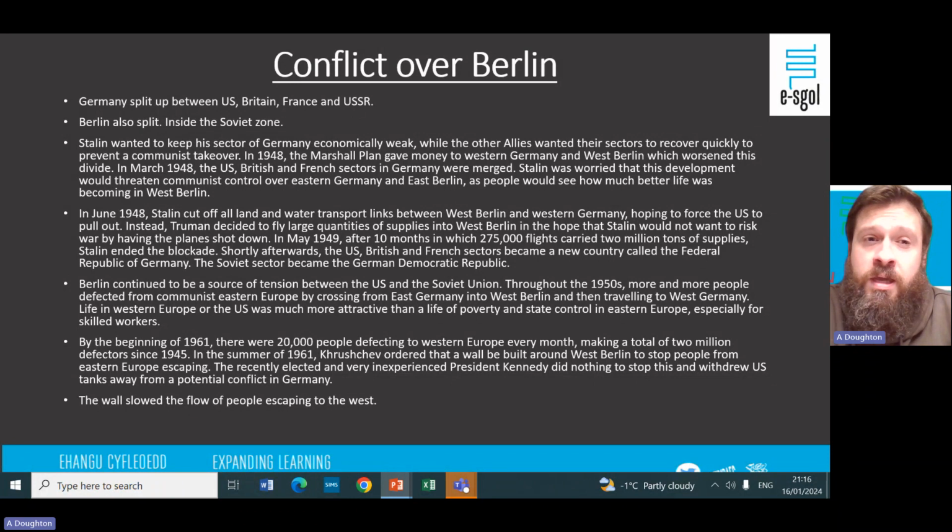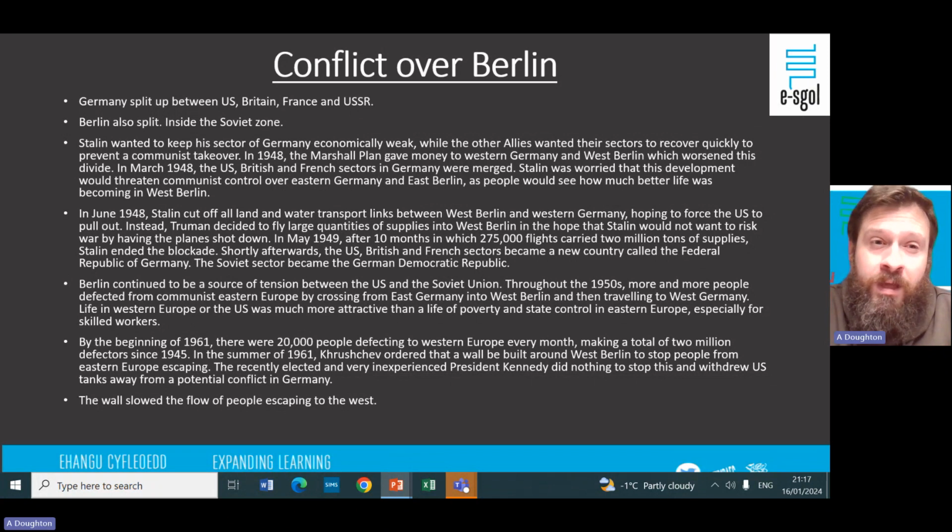So he wants to keep his sector of Germany economically weak, while the Allies, America, Britain, and France want to make sure that it recovers quickly to prevent a communist takeover. So they give Marshall aid to their areas, and obviously then the divide becomes bigger. East Berlin and East Germany is weak, whereas West Germany and West Berlin is much stronger.